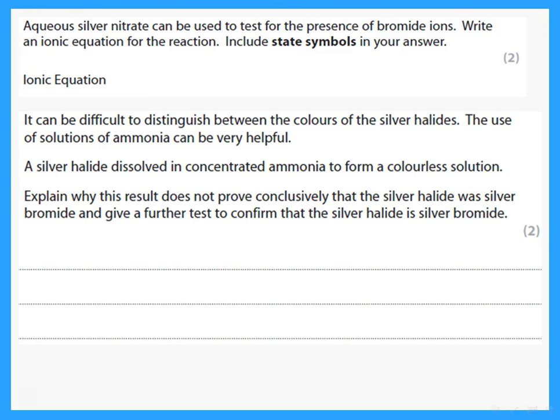Aqueous silver nitrate can be used to test for the presence of bromide. Write an ionic equation, include state symbols. So he's reacting silver ions with bromide ions. Remember that the silver ions are aqueous. The bromide ions have a minus on top of that, and that's aqueous. The silver bromide salt that is formed is a precipitate, or a solid.